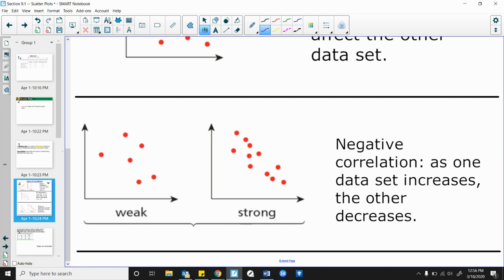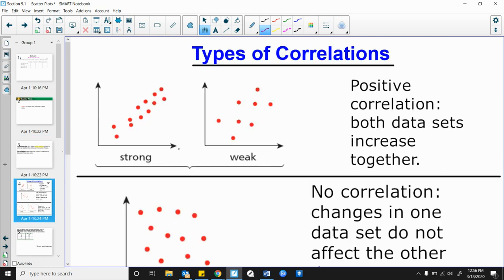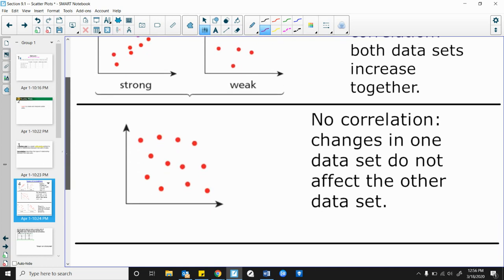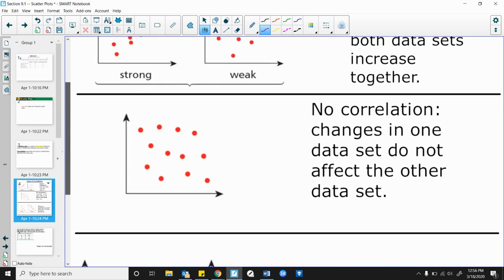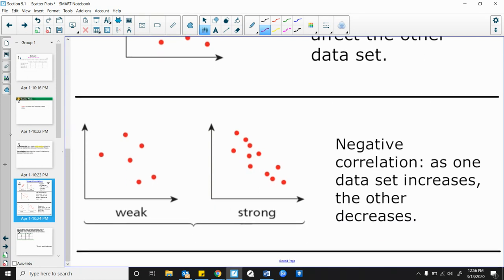All right, so we've got, again, a scatter plot and correlation. We've already written that down. And then we have three types. We have a positive when the points point up. We have a no correlation that has no pattern. And I've got a negative correlation because it's pointing down.